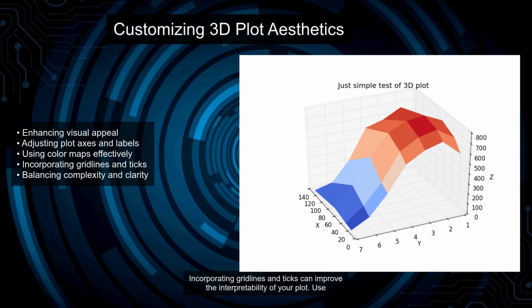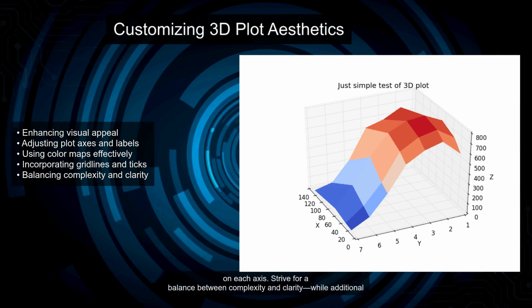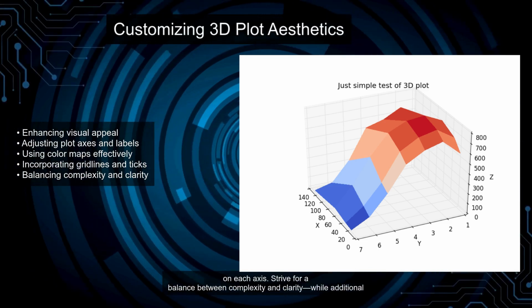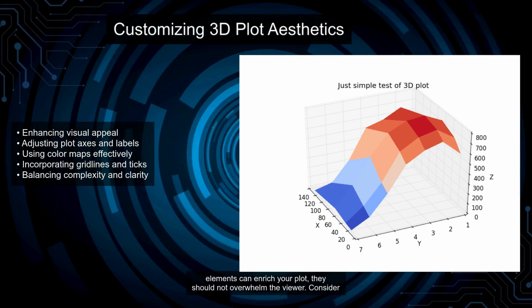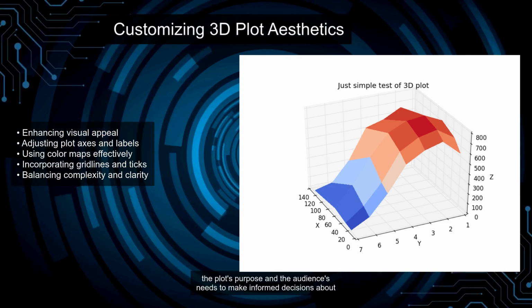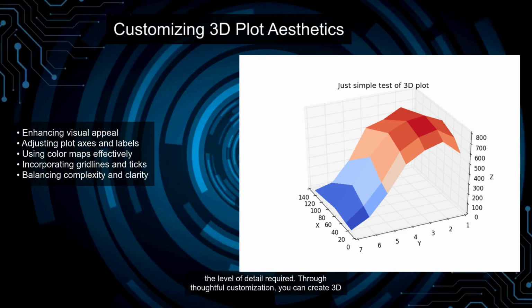Incorporating grid lines and ticks can improve the interpretability of your plot. Use ax.grid to toggle grid lines and ax.set_xticks to define the placement of ticks on each axis. Strive for a balance between complexity and clarity. While additional elements can enrich your plot, they should not overwhelm the viewer. Consider the plot's purpose and the audience's needs to make informed decisions about the level of detail required.